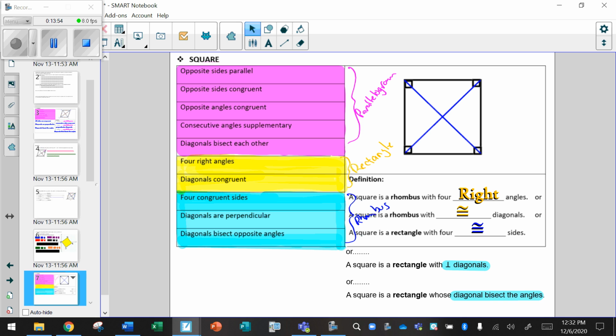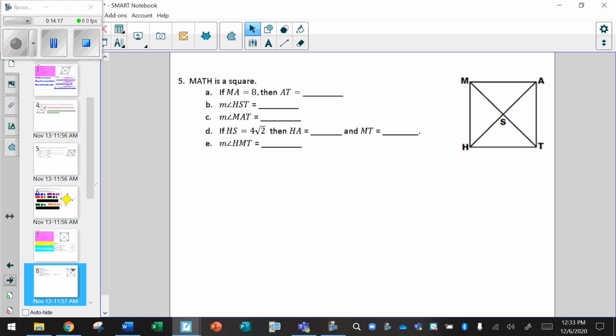We don't have coordinate formulas to show diagonals will bisect the angles, so we'll use one of the other properties. It's up to you whether you want to do the explanation why it's a rectangle first, then a rhombus, or if you want to explain why it's a rhombus first, then a rectangle. That order doesn't matter, because ultimately it's the same shape, same result. So let's take a look at some of the properties of a rectangle, of a square. So the square is a combination of all the properties mixed together. So if I tell you that MA is 8, then what is AT?